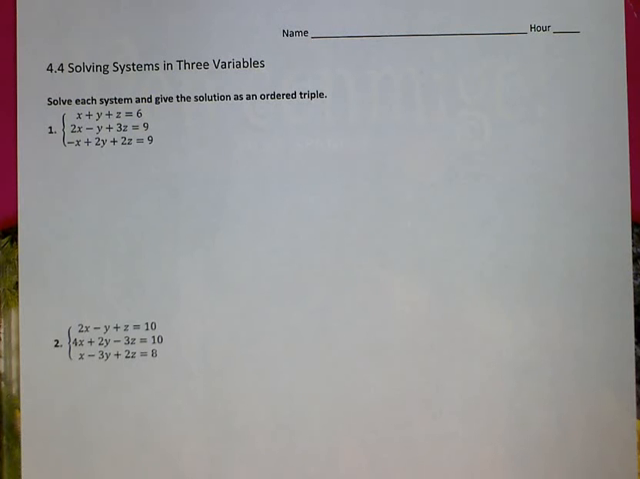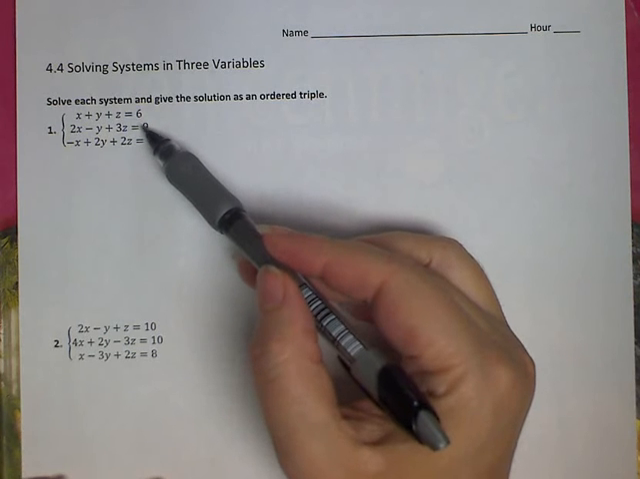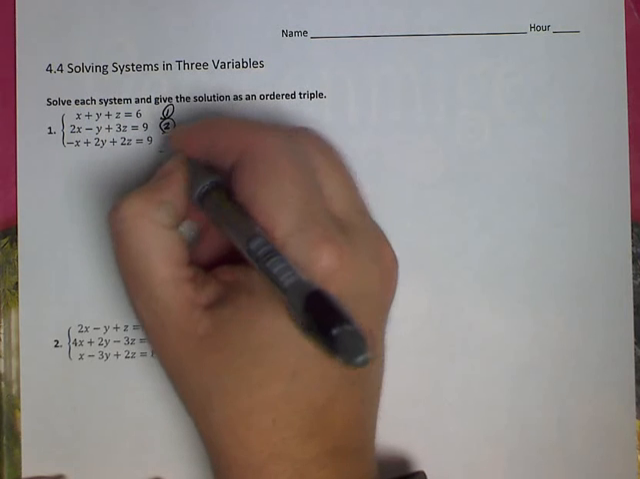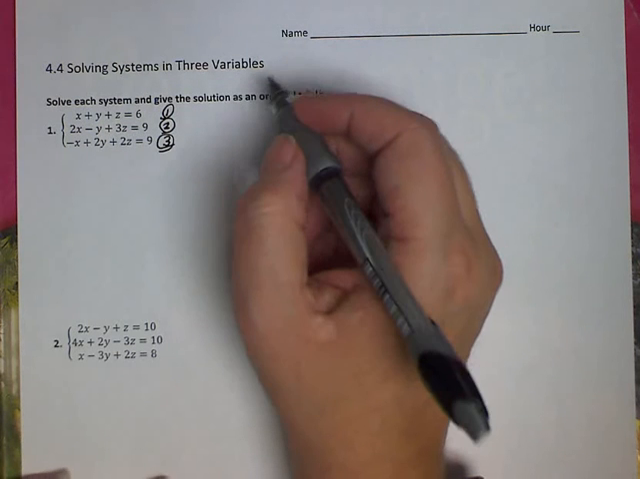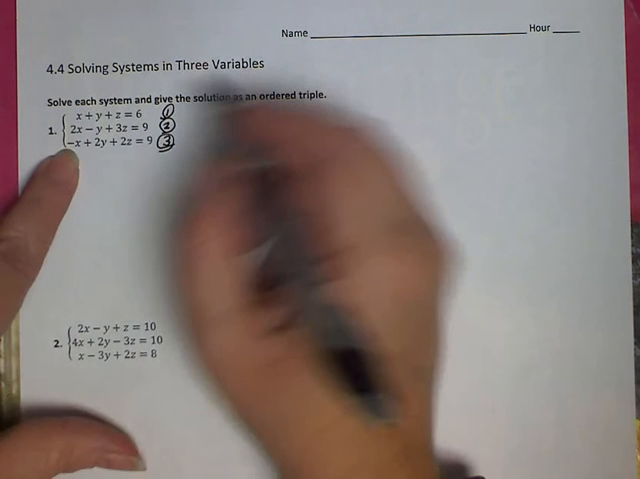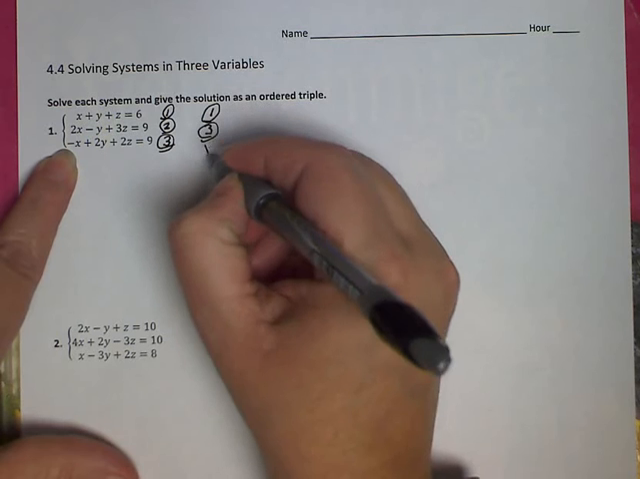Alright, so we need to pick two of these and eliminate a variable. So I'm going to go 1, 2, 3, and I'm going to pick 1 and 3 and eliminate my x's.